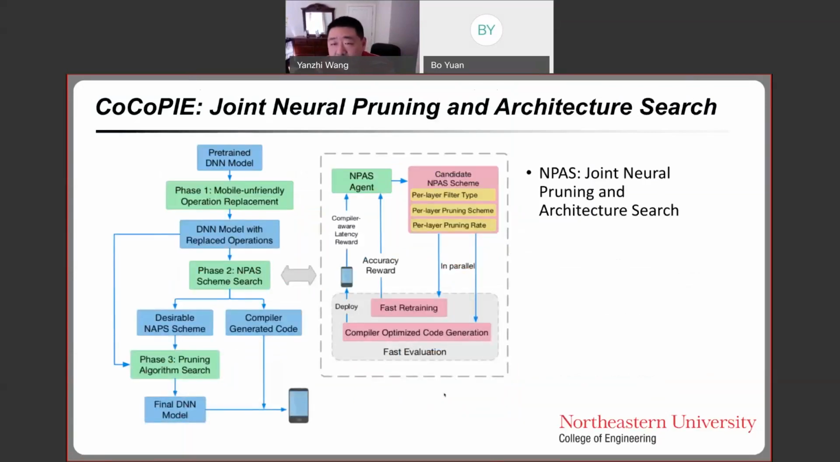So we have some recent work on joint network pruning and architecture search, which is to search both the network and also the pruning scheme to make it compiler aware, which was just accepted in CVPR, but we're just going to omit the details here, which are quite involved.